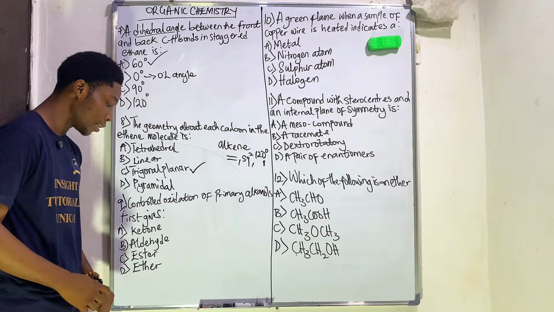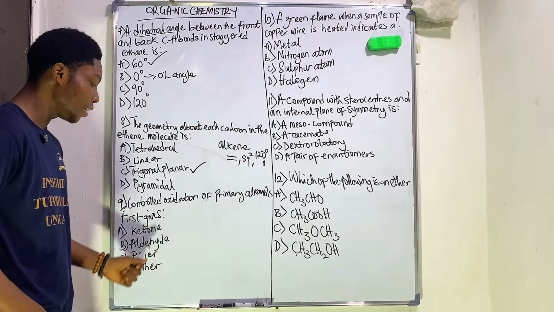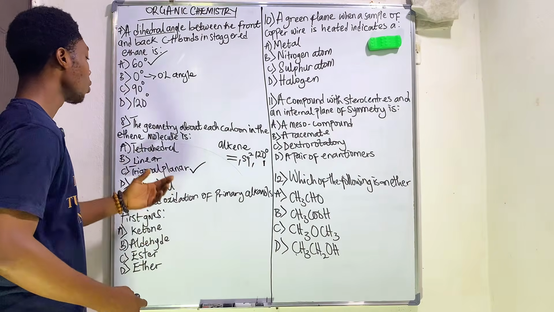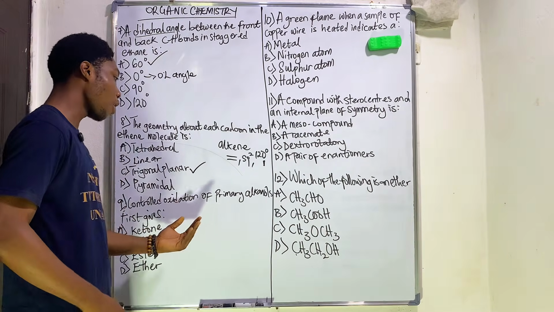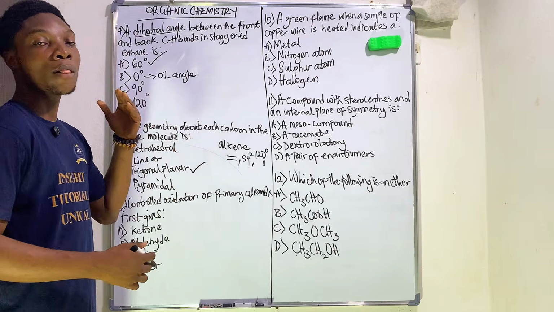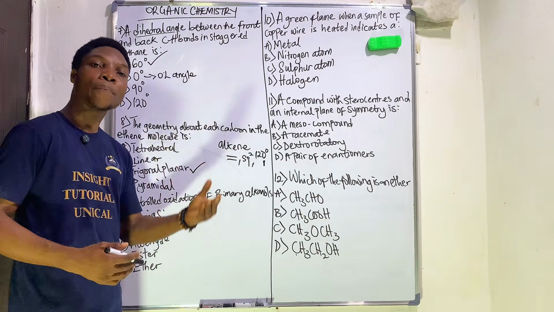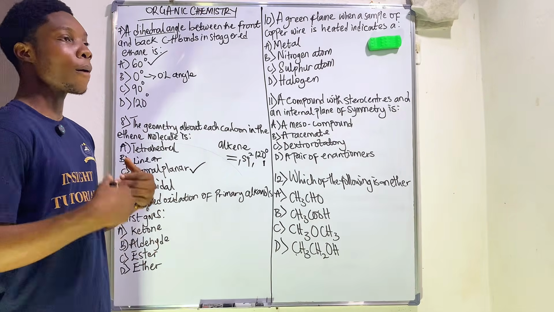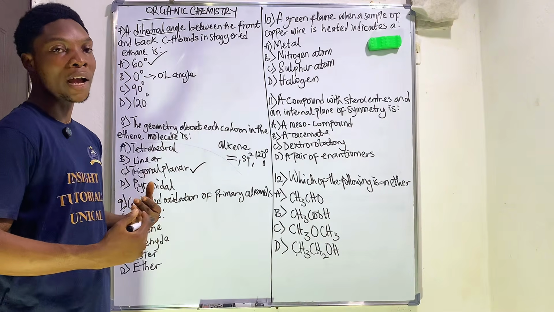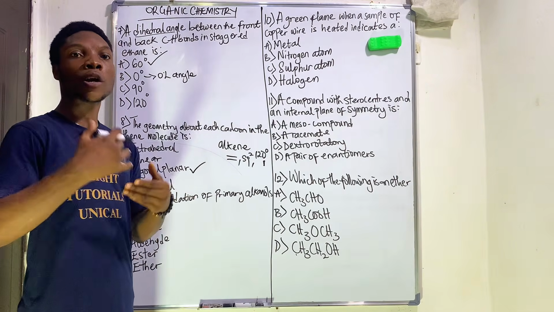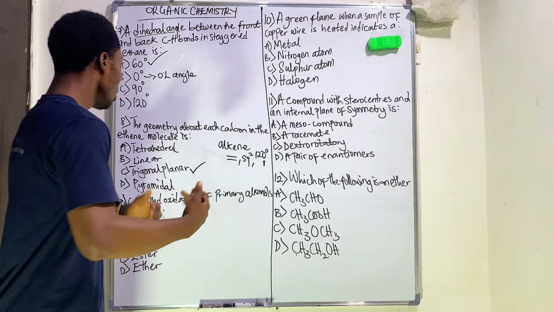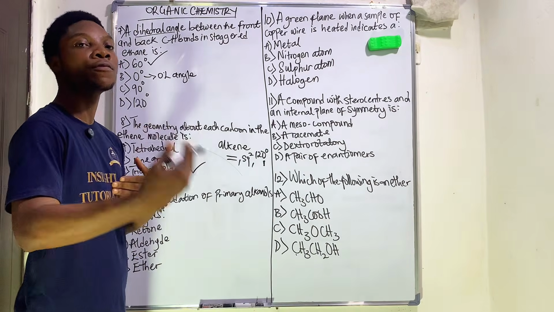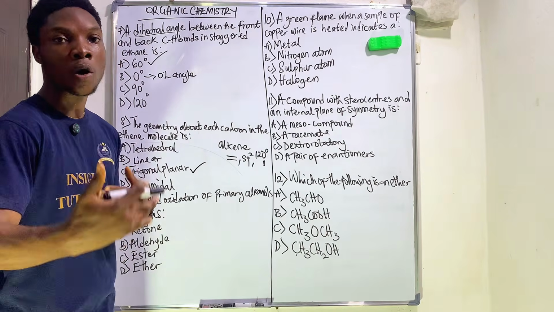Alright? So the next question: controlled oxidation of primary alkanols first gives A. ketone, B. aldehyde, C. ester, D. ether. Now, we did say in part 1 that the oxidation of primary alkanols can be partial and complete. Partial oxidation gives a product, and when you further oxidize, it gives another product. So this question is asking, what does it give first? That's in the partial oxidation.